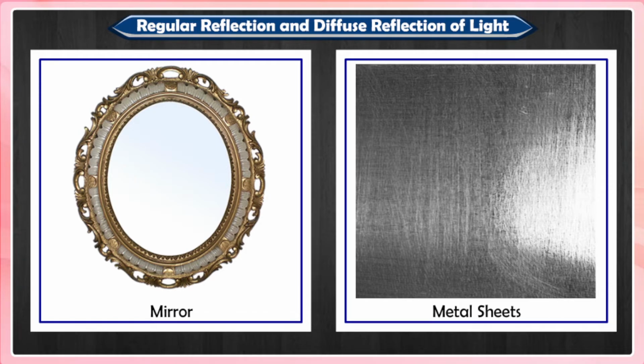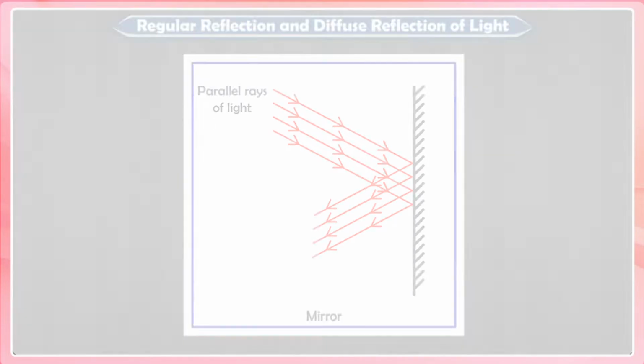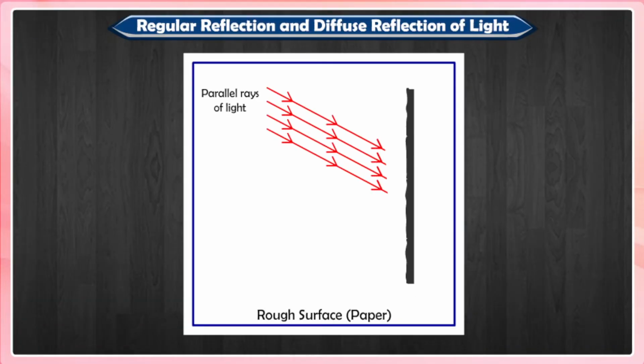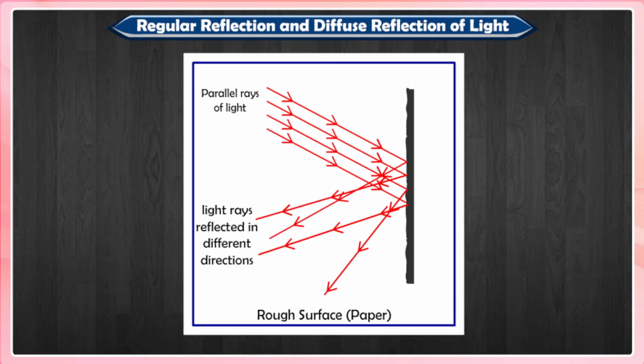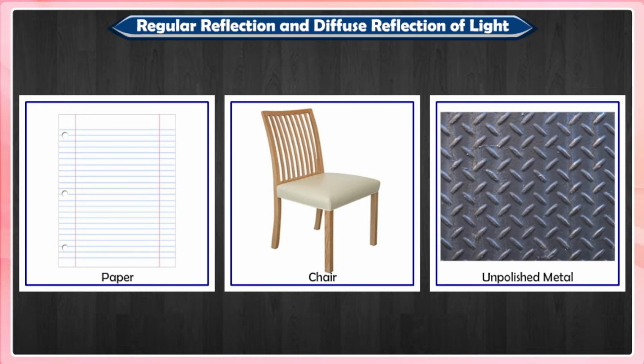Regular reflection and diffuse reflection of light. Regular reflection of light occurs from smooth surfaces, like that of a plane mirror, or highly polished metal surfaces. Thus a plane mirror produces regular reflection of light. In diffused reflection, a parallel beam of incident light is reflected in different directions. The diffused reflection of light takes place from rough surfaces like that of paper, chair, and unpolished metal objects.